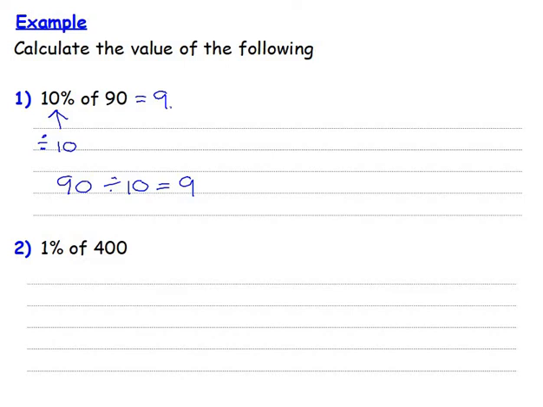For number 2, it's asking us to find 1% of 400. And just like we wrote down, to find 1%, we divide by 100. So we would do 400 divided by 100, which is 4. So our answer is 4.